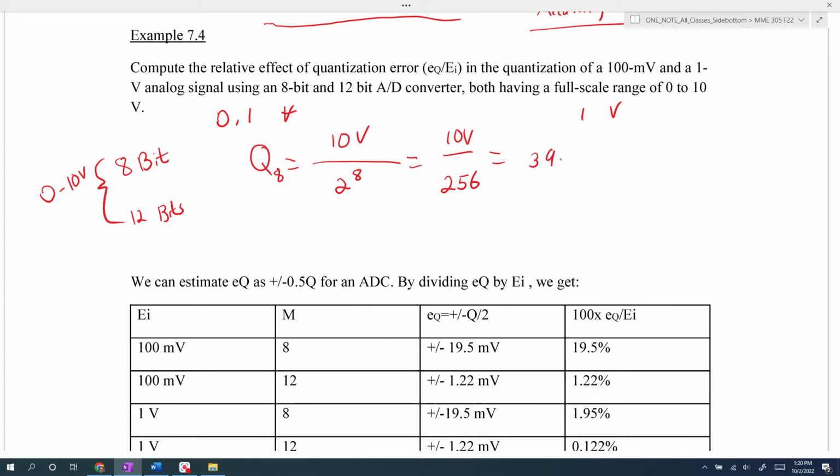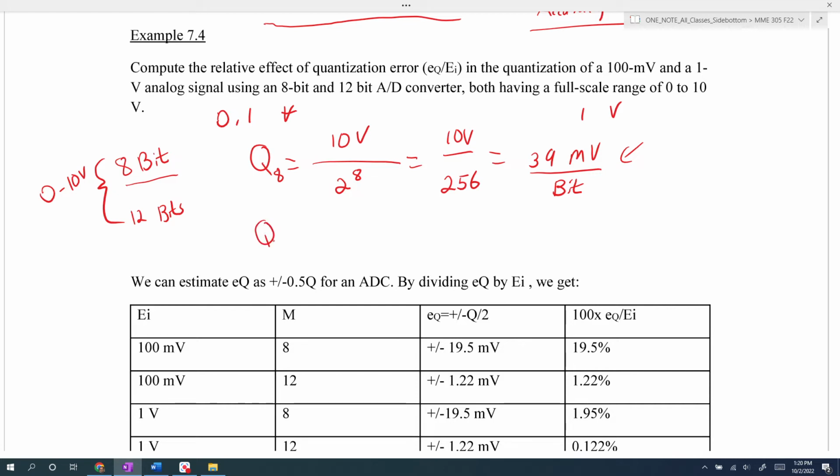So we end up getting a value of 39 millivolts per bit. Basically, from that 8-bit binary digital word that will come off of the analog to digital converter, each difference in value would be equal to 39 millivolts.